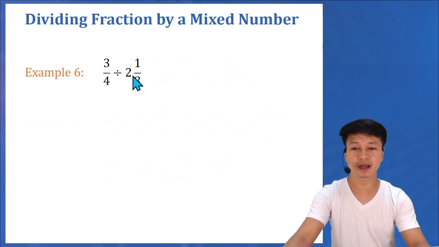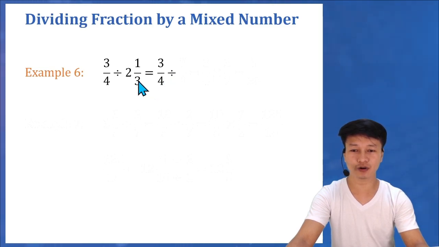So first thing to do is to convert the mixed number into an improper fraction, just like what we did in multiplication of fractions. So copy first 3/4 divided by, okay, the improper form of 2 and 1/3 is this. 3 times 2 is 6 plus 1 is 7. So it becomes 7 over the denominator of the fraction part of 2 and 1/3. So that is 3. So 3/4 divided by 7 over 3.